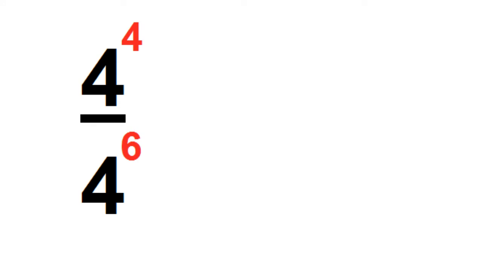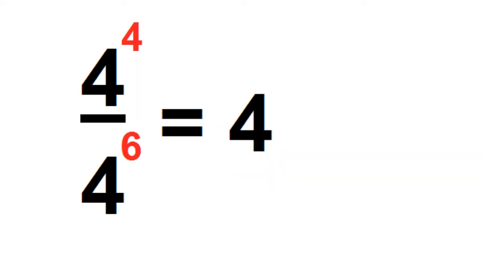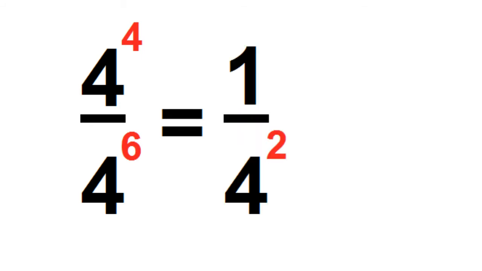Suppose we have 4 to the power of 4 over 4 to the power of 6. If we just follow the rule, we would get 4 to the power of 4 minus 6, or 4 to the power of negative 2. And we would write this as 1 over 4 squared because that looks a lot more pleasing to the eye than 4 to the power of negative 2.